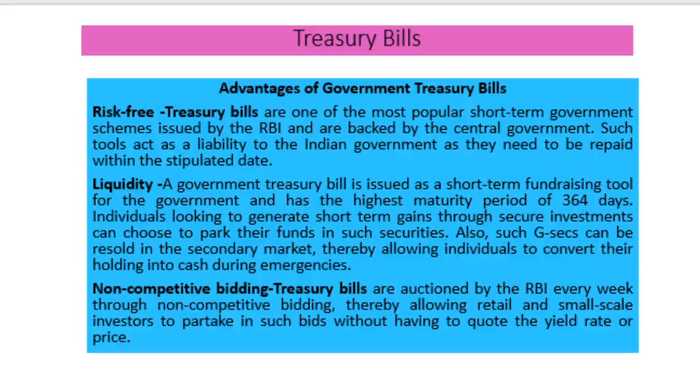Then the third one, non-competitive bidding. Treasury bills are auctioned by the RBI every week through non-competitive bidding, thereby allowing retail and small-scale investors to partake in such bids without having to quote the yield rate or price. That is, retail as well as small-scale investors can also take part in the bidding without quoting the yield rate or the price.